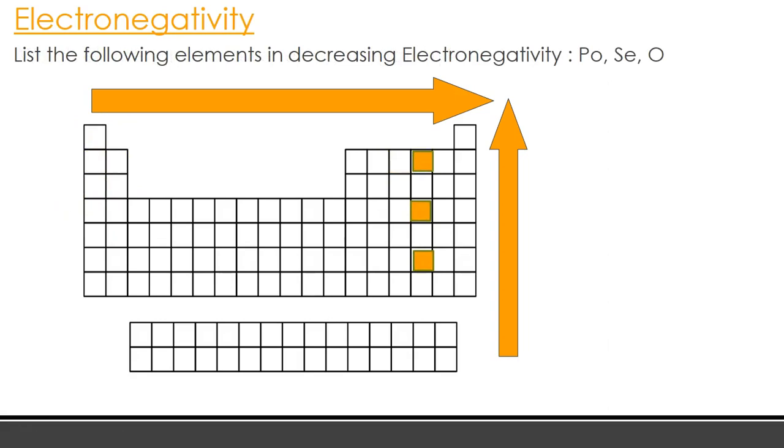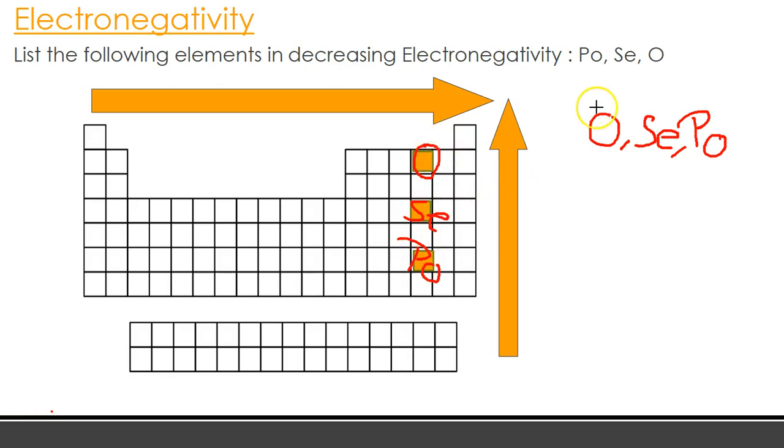If I have these 3 different elements, oxygen, selenium, and polonium, I want to list them in decreasing electronegativity. So take a minute to pause this video and try this problem. This is where oxygen, selenium, and polonium are on the periodic table. If we want to list these elements in decreasing electronegativity, that means the first element is going to be the one that is the most electronegative.